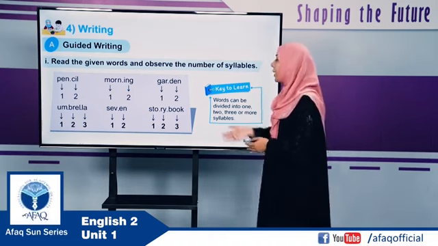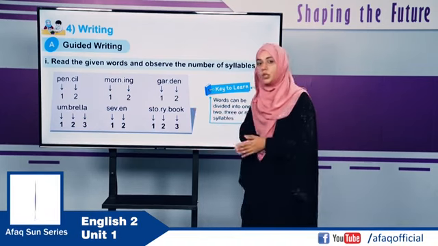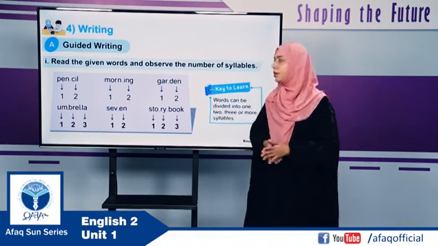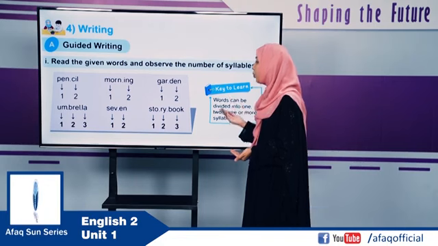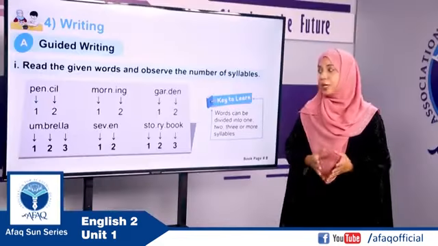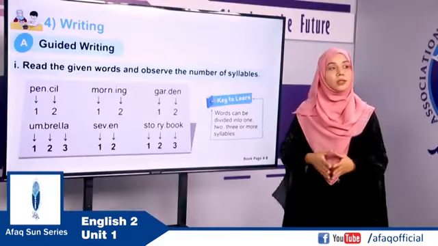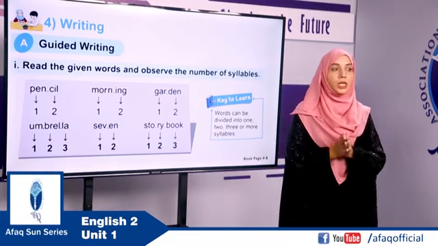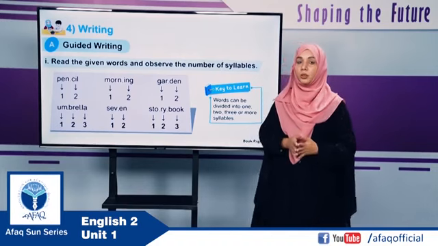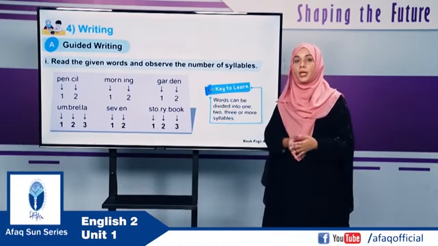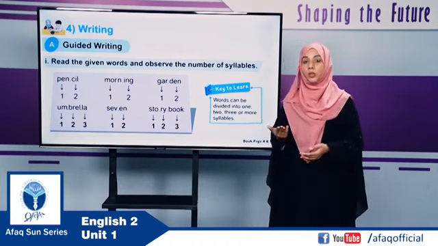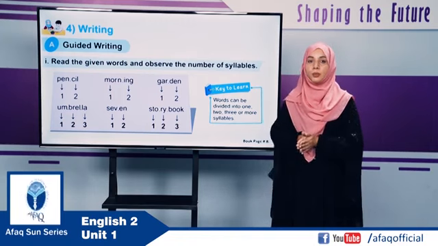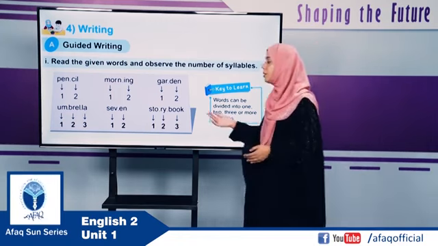So, look at this diagram. What do you see in this? There are different arrows and different words and different numbers here. Can you tell me what do we see in this diagram? This diagram shows the number of syllables in each word. Do you know that a word in English can have 1, 2, 3 or even more than that syllable? So let's look at these words.